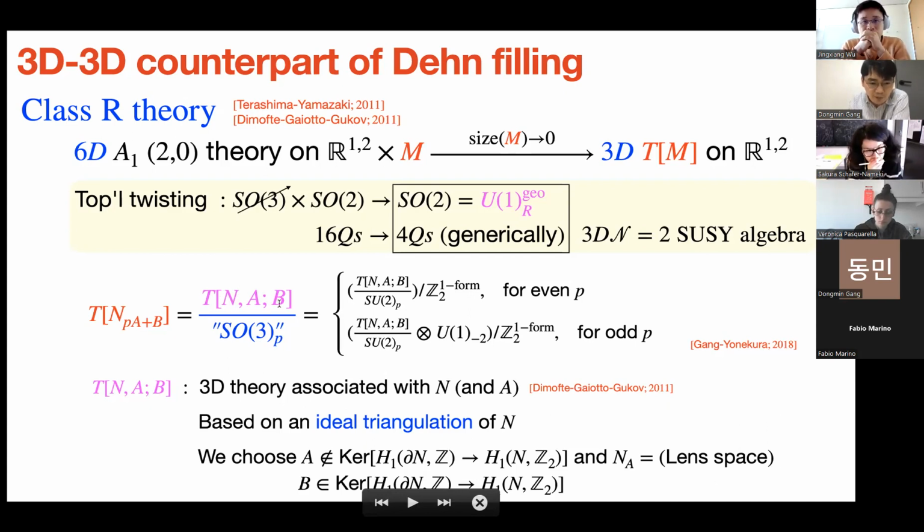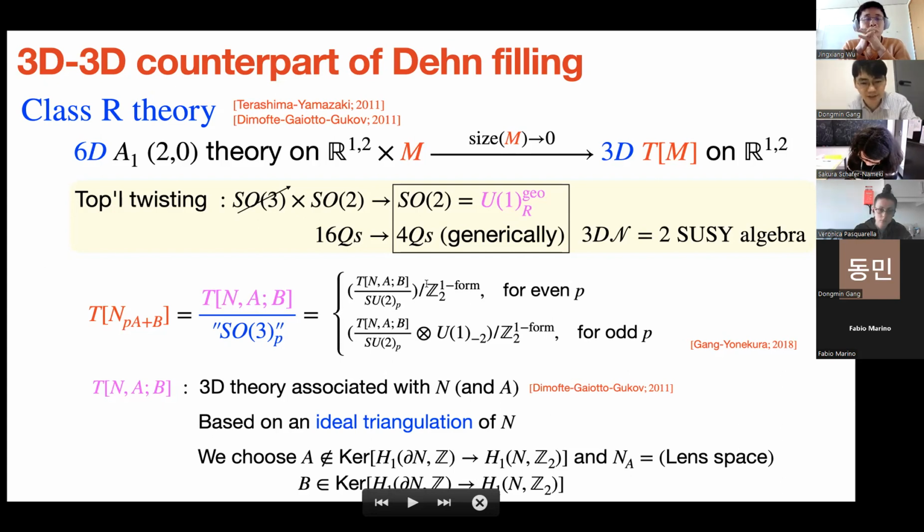and this theory will be denoted by T, N, A, B. And actually, it depends not only on the choice of the 3D manifold, but also on the choice of the boundary one-cycles called A and B. This theory is known to have some SU2 flavor symmetry, in the case of a 3D manifold with torus boundary. Then this surgery corresponds to this gauging of this SU2 flavor symmetry.